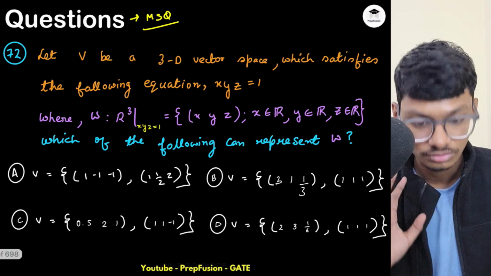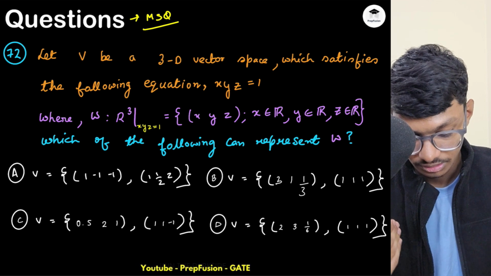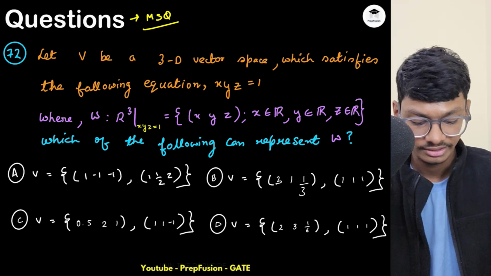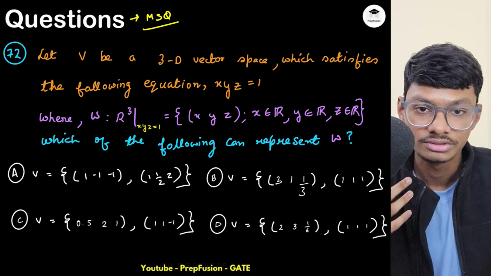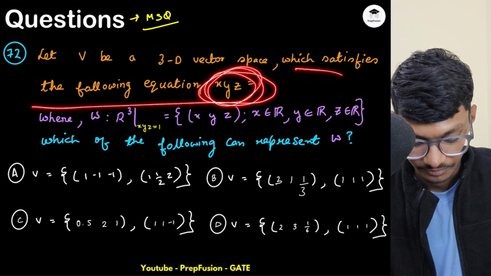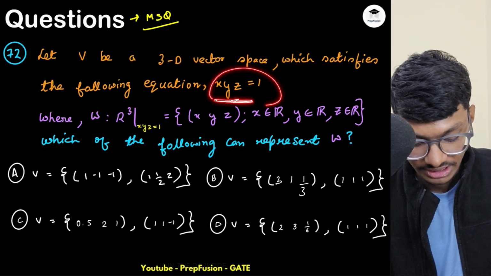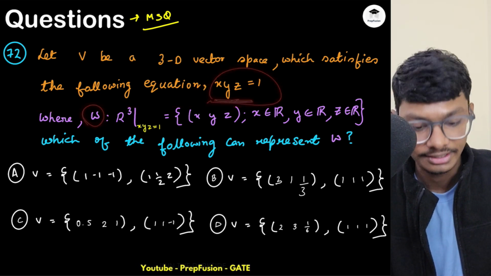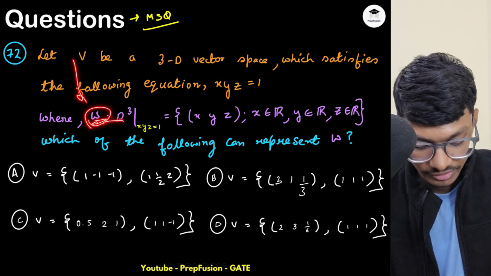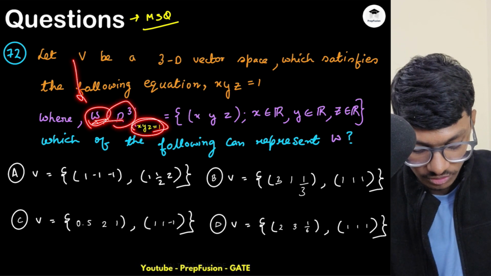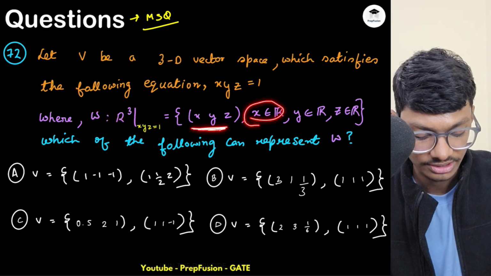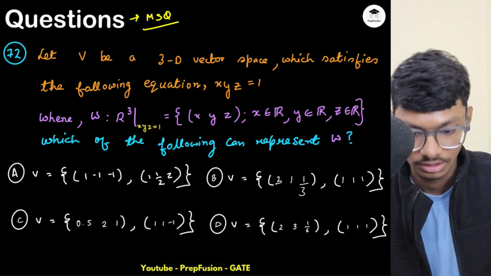So let's go back to this question. This is the next question. It says let V be a 3D vector space. Basically, it is a set of 3-dimensional vectors which satisfy the following equation: xyz equals 1. So xyz equals 1 is satisfied, right? Hence, I can write this as a subspace. So W will be my subspace of V, which will satisfy xyz equals 1 and is also a set of 3D vectors. Here x, y and z all belong to the real numbers.